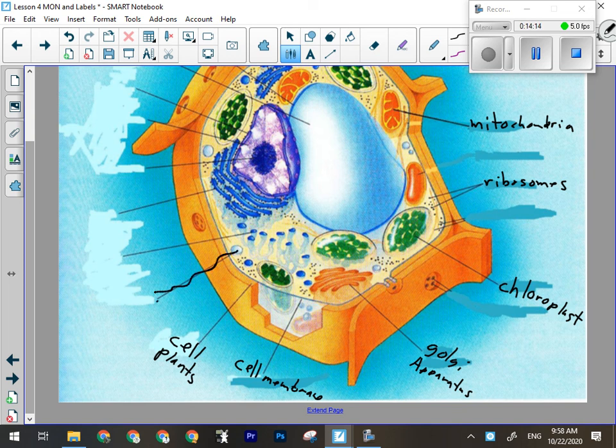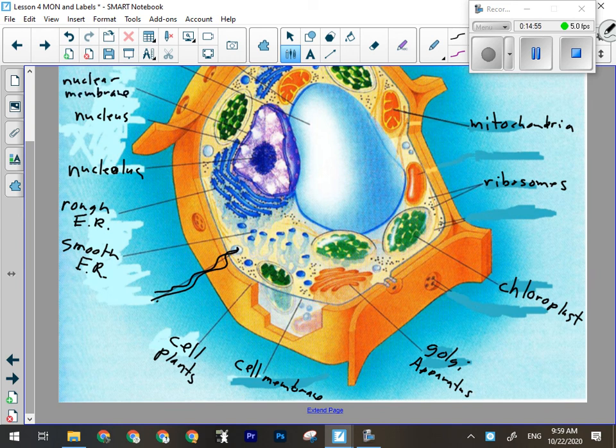And then don't worry about that one. That shouldn't even be there. It's a weird thing that shouldn't even go on there. Then we've got our smooth ER. Lots of jobs still: detoxifying poisons, breaking down complex carbohydrates, all that kind of stuff. Then we got rough ER, still doing the same job, transporting proteins. Nucleolus, still controlling protein synthesis. Then we got the nucleus, which is containing the DNA, and then the nuclear membrane, which is the outside and controls what gets in and out of the nucleus.